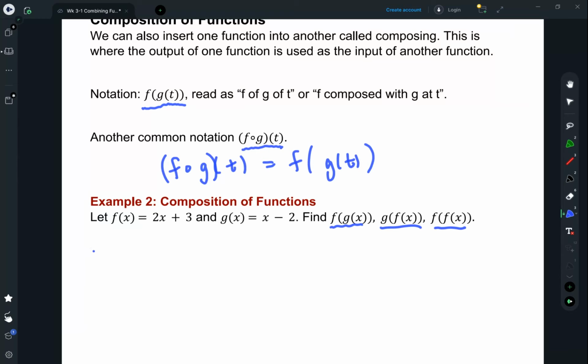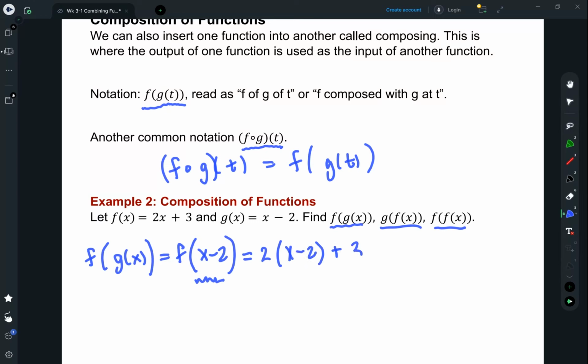So the first one is f of g of x. So we're going to go into our function f, and we're going to insert x minus 2 as our input. So if we're using our function rule of 2x plus 3, everywhere we see an x, we're now going to put x minus 2. So that's going to be 2 times x minus 2, plus 3. So just looking at our function f, everywhere we see an x, now we put in x minus 2. Let's go ahead and simplify, distribute.